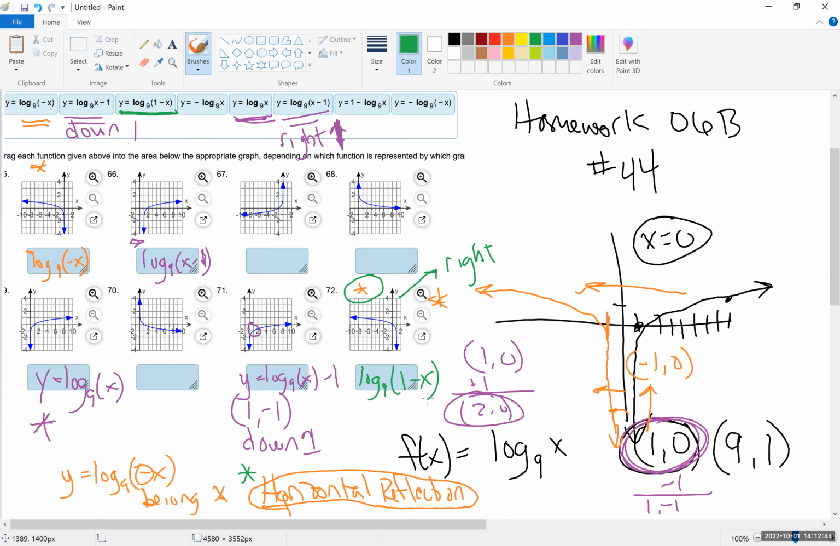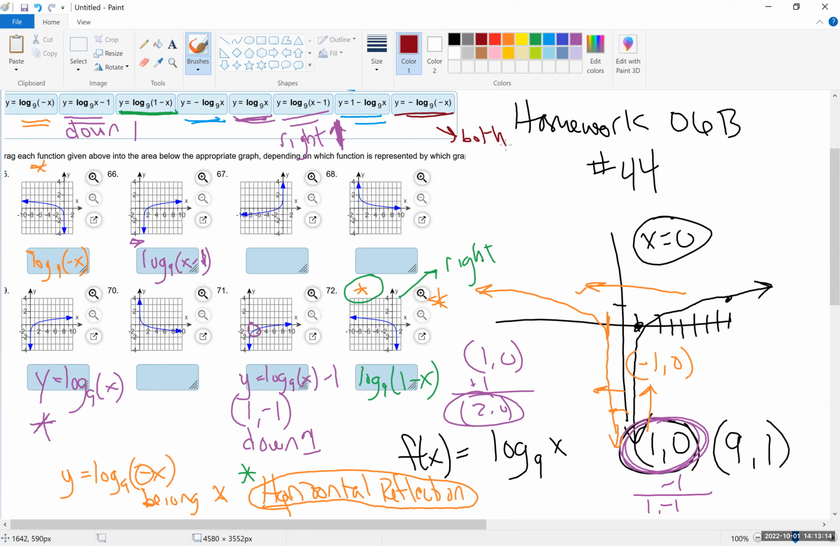So looking at these two, we'll do them in blue. These two right here are the same, except one of them is shifted up 1. So let's take care of the one that's not the same. Let's take care of y equals negative log base 9 of negative x. That is both reflections. So this has both reflections.